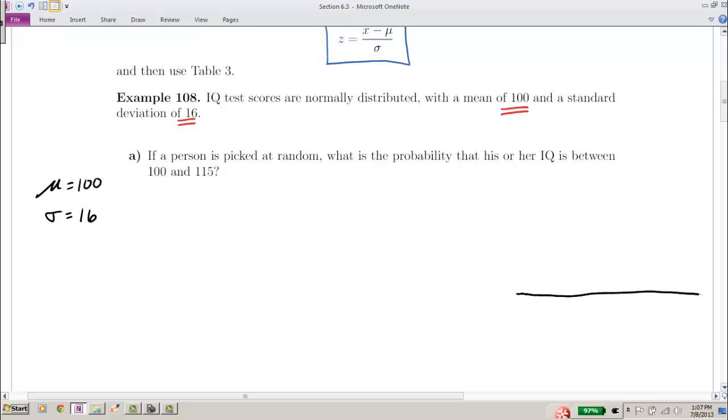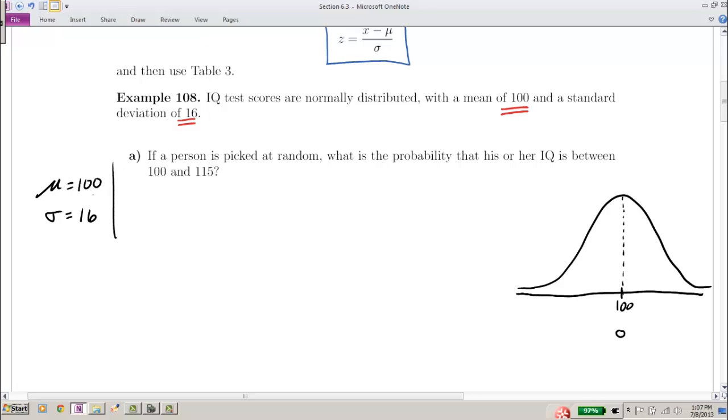So I'm going to start out the way we started all of the problems in the last section. I'm going to draw a normal curve. The mean is in the middle, and here our mean is 100, so I'm going to put 100 in the middle. Below that, I'm going to write the z-score. I know that 100 has a z-score of 0, because it's exactly equal to the mean. Its distance from the mean is 0.